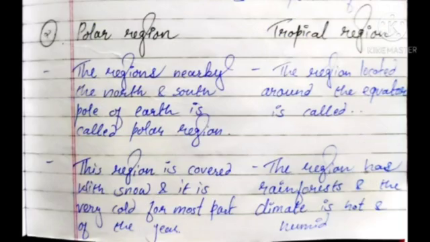Second one is polar region and tropical region. First point, in polar region, the regions nearby the north and south pole of earth are called polar regions. In tropical region, the region located around the equator is called tropical region. Second point, the polar region is covered with snow and it is very cold for most part of the year. Last point, in tropical region, the region has rainforest and the climate is hot and humid.